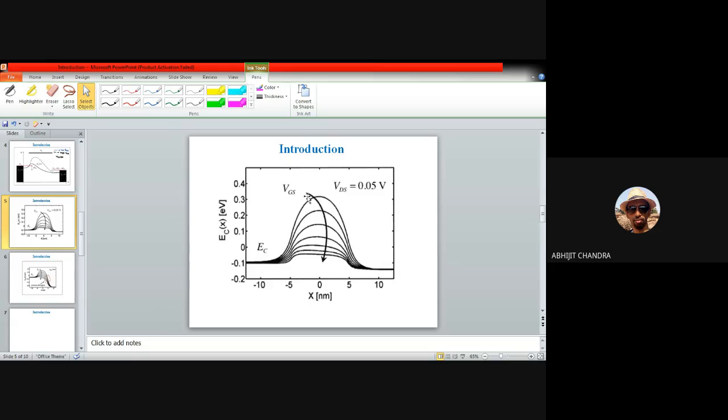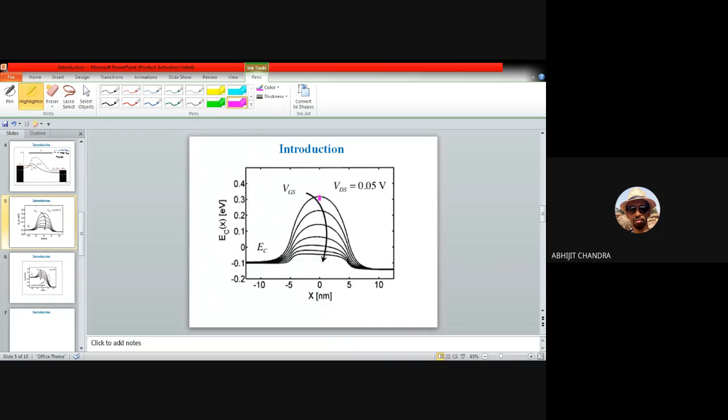And as you see from the diagram, as you increase the value of VGS from this value to this value, the height of the barrier is reducing and it will favor the current conductance. Initially, VGS is very small, so there is almost no current. And as you increase the value of VGS, keeping VDS constant, then the corresponding variation of this electric field, as you can see over here, the ECX energy will be linear. And as a matter of fact, the electric field will be uniform. That will be constant, because ECX is linear.